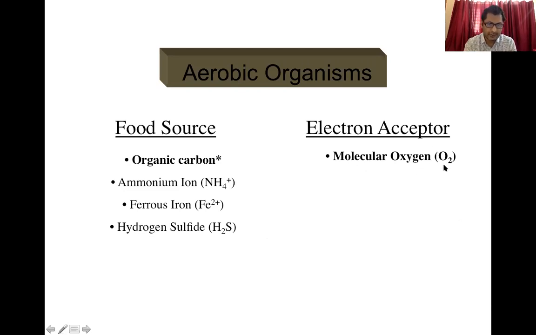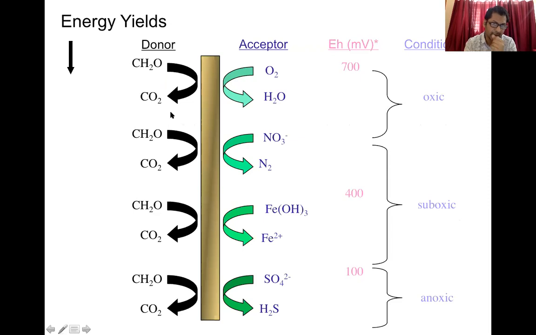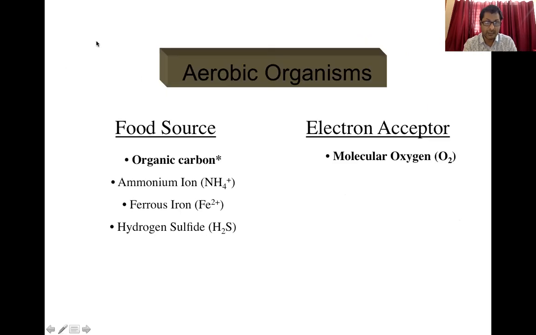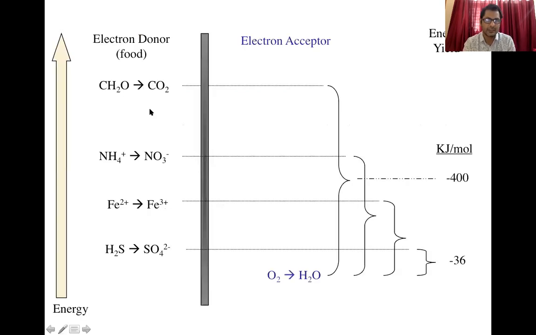So you understand, here we just read the example of one electron donor, which is carbohydrate, and the electron acceptors were different. Here just oxygen is the electron acceptor, and there could be different electron donors like organic carbon, ammonia, ferrous ion, and hydrogen sulfide. All of these organisms are known as aerobic organisms, right?